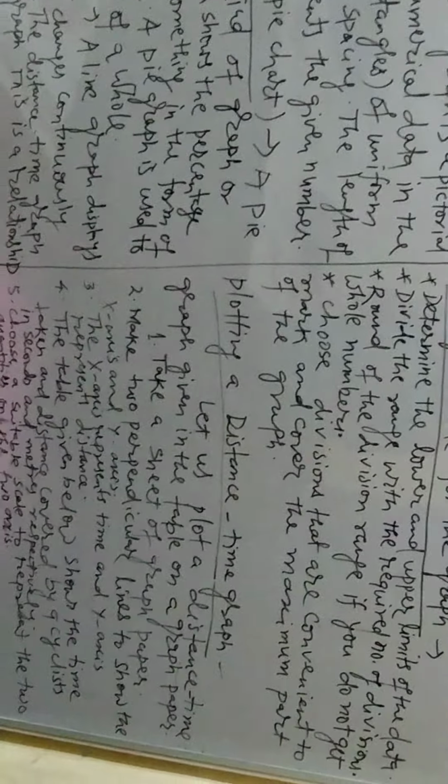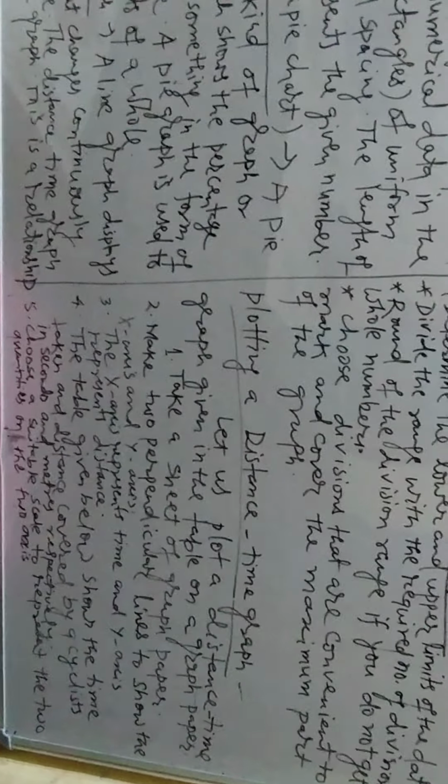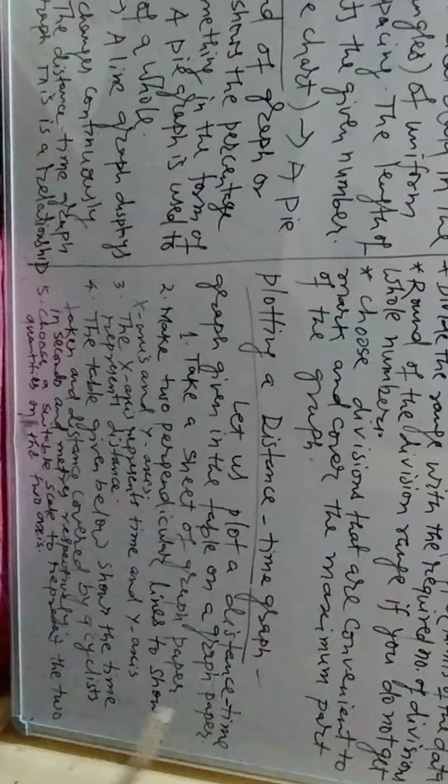Now the question arises, how can we plot a distance time graph? Let us plot a distance time graph given in the table on a graph paper. First, we have to take a sheet of graph paper. Next, number 2, make two perpendicular lines to show the x-axis and y-axis, just like this one. The x-axis represents time and the y-axis represents distance.